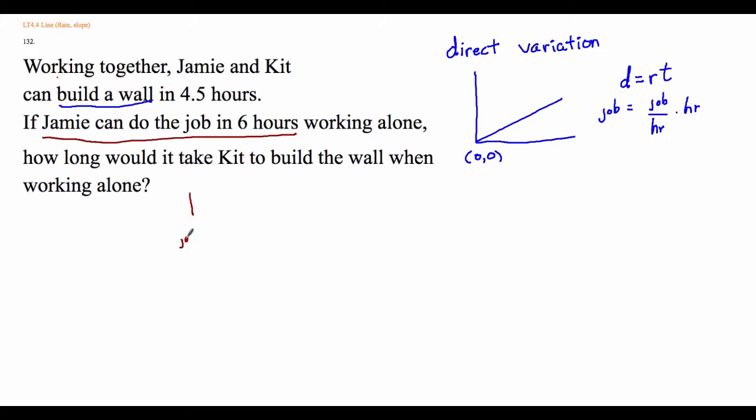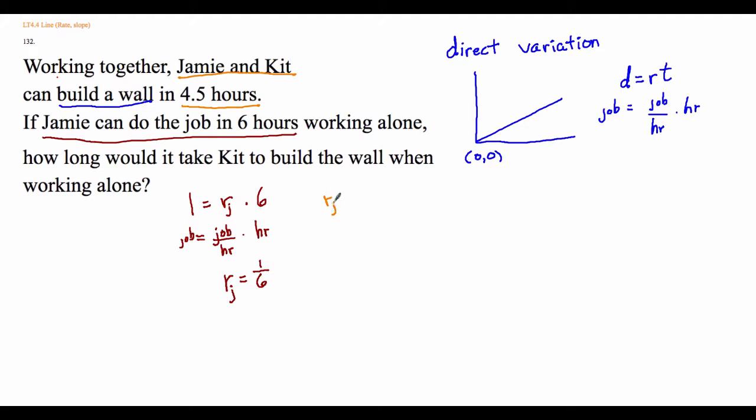We know that Jamie can do the job in 6 hours, so one job is Jamie's rate, r sub j, times 6 hours. If we divide both sides by 6, we get his rate to do the job is one job in 6 hours, or one job per 6 hours.